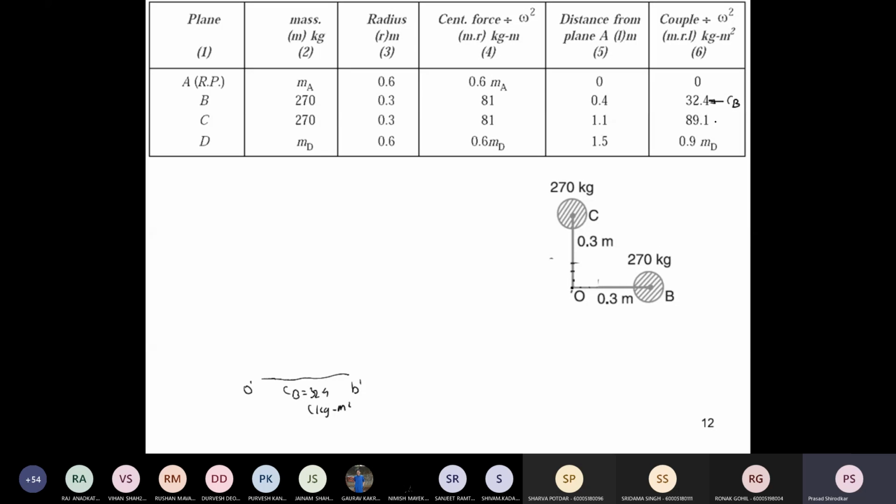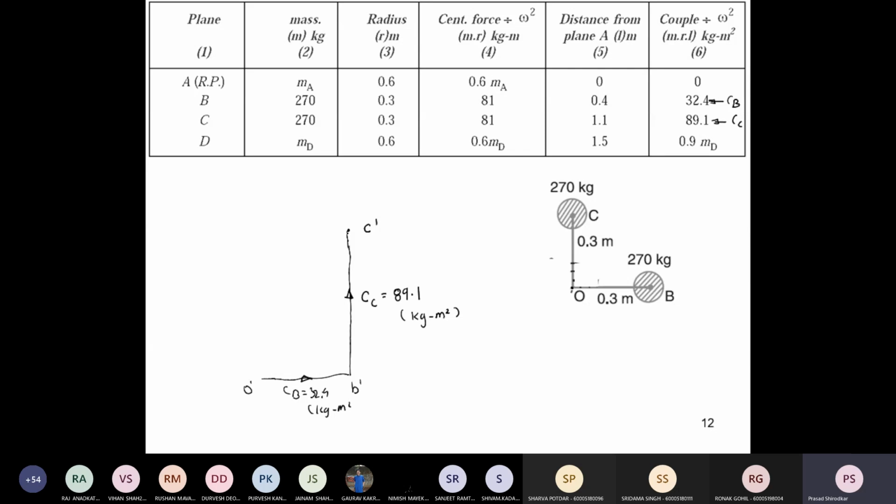And next you have to plot CC. So again, this will be in the direction of OC, so it will be vertically up. This is CC, so that is equal to 89.1 kg meter square. Right? So this is your point C dash.